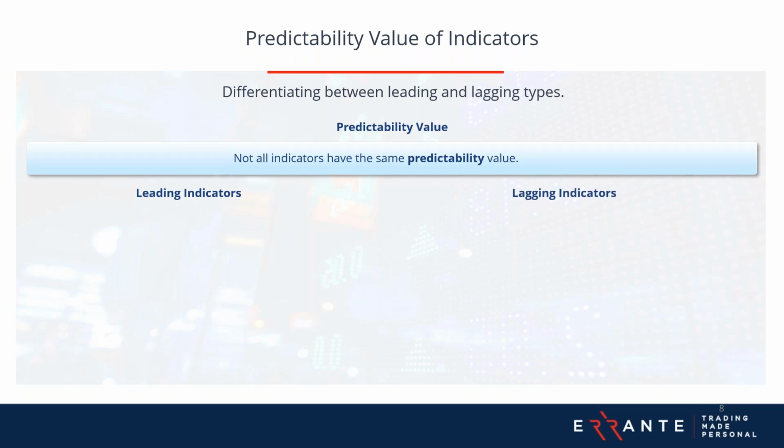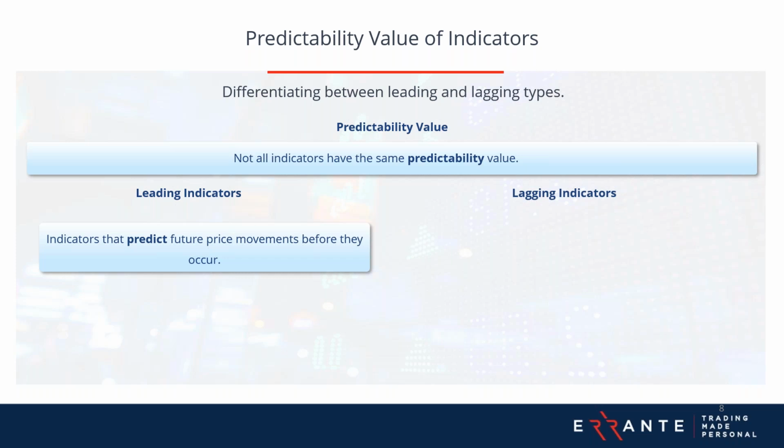Let's start with leading indicators. They are like the weather forecast for the market. They try to tell us what will happen before it actually does. This can be really useful because it gives us a chance to make our moves early. However, just like a weather forecast, they can sometimes get it wrong. Leading indicators can give false signals as well because they usually come very early. Examples of leading indicators include the relative strength index, RSI, and the stochastic oscillator.